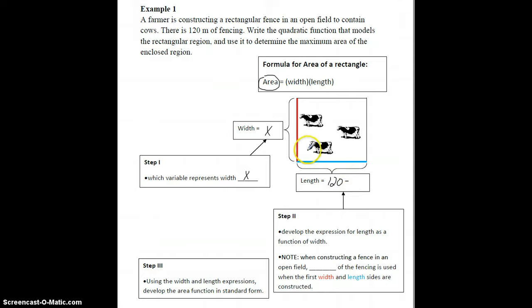Our length can only be what's left over when we take away our width. So you have a length here and a length there. The width will be, well, whatever x is here, it's also there. So your length of your fencing is 120, subtract the width that you're using, so twice the width.